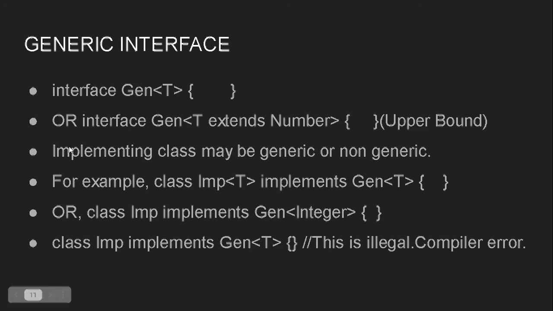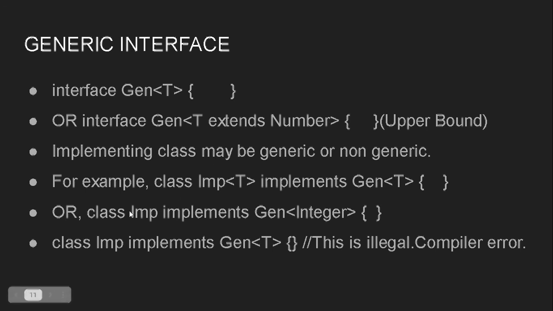So in the first example, what I have shown you in the next point is that the implementing class is generic. Class Imp, Imp is the short form for implementing. So Imp T implements Gen T. This particular class Imp is implementing this interface, and this class is also generic in nature. So this is one of the ways to implement this particular interface.